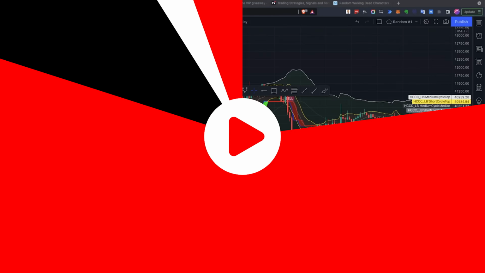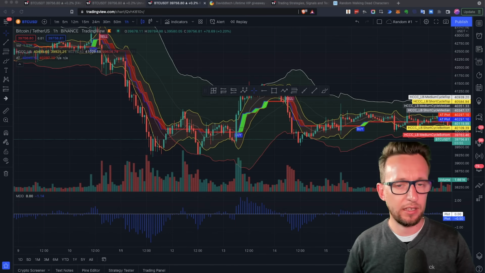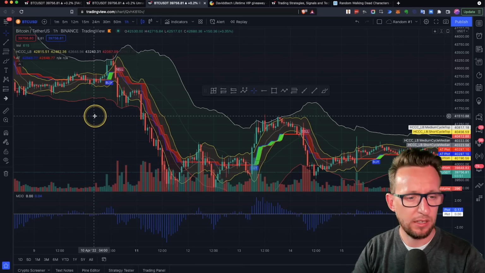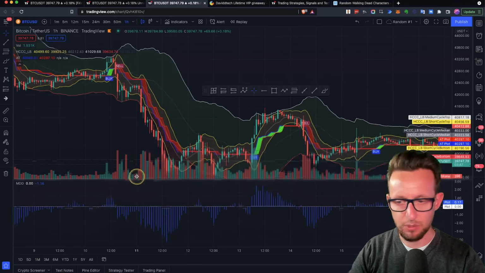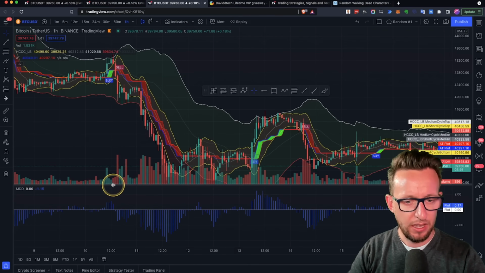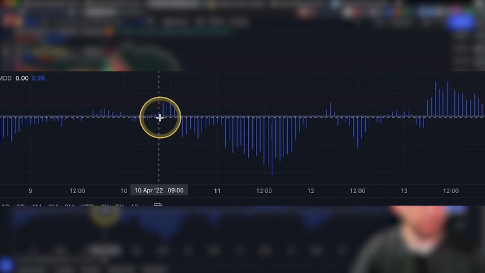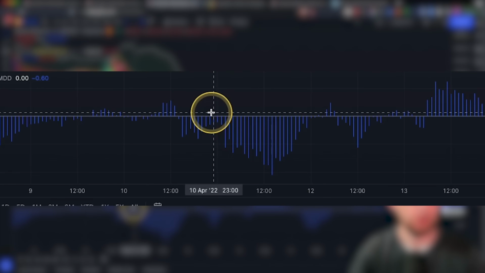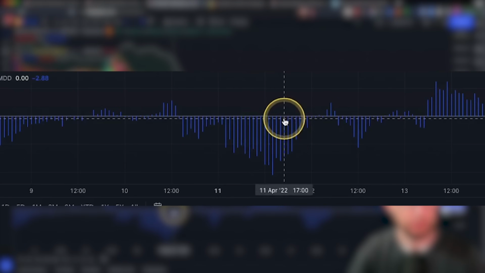Right, let's go. Okay, I've added all of these indicators to our screens, and I think by the first look of it, what I'm going to be doing is the MDD, which is our first indicator, the bottom indicator down here. I'm going to say that when the blue candles are above the 0 line, we're looking for longs, and when it's below the 0 line, we're looking for shorts.